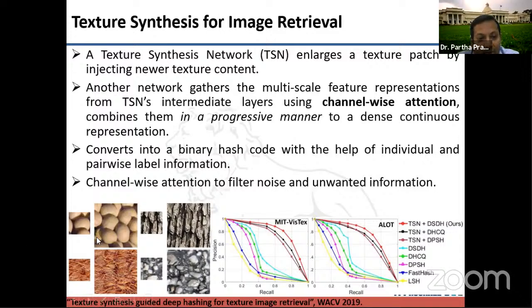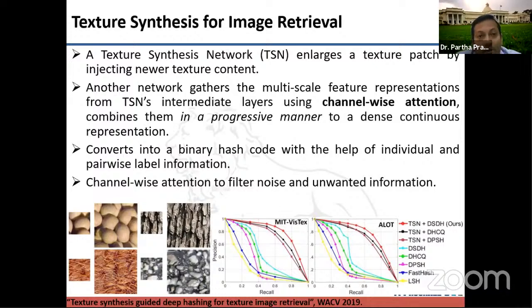Okay, so here you see that it's not like enlarging the photos. I'm not just increasing the size or zooming up this 20 by 20. It's not like that. I'm adding some texture component so that it looks like a bigger texture. So these are texture synthesis.